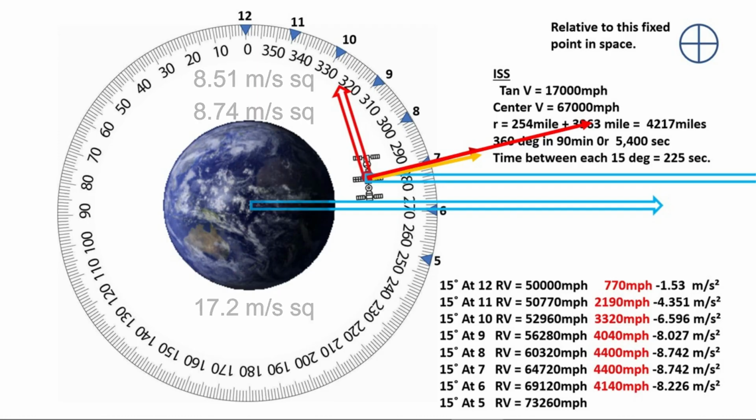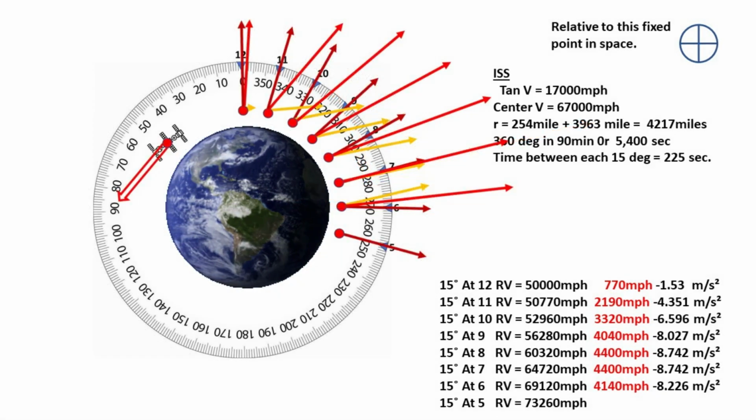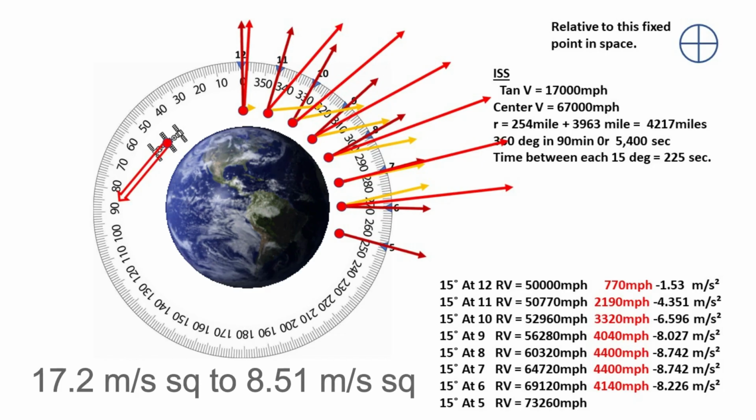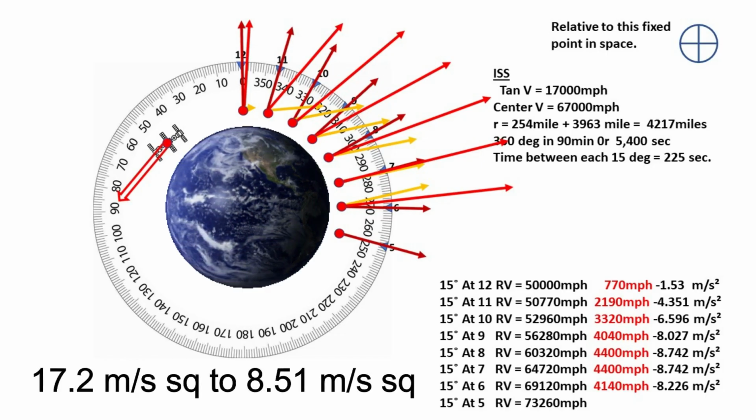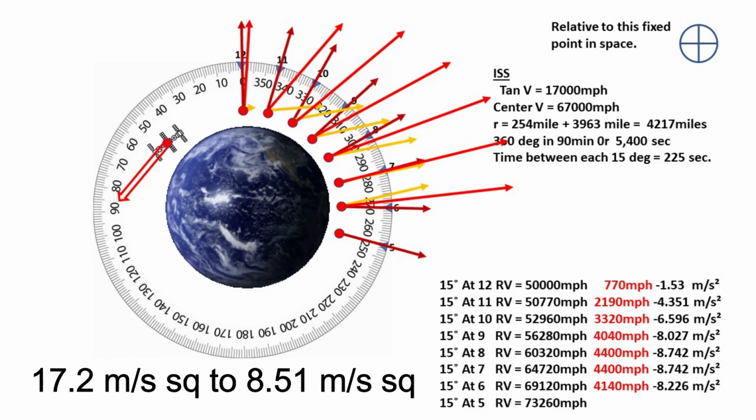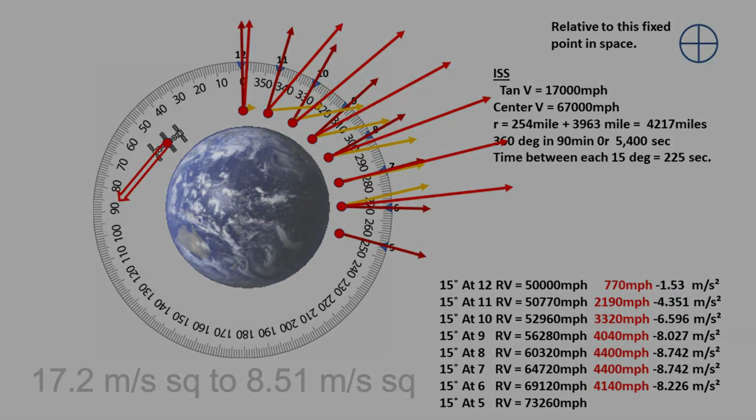From point 7 to point 12, the acceleration of the ISS would change dramatically. From 17.2 to 8.5 meters per second squared, in a very short time. The ISS would be flung into space within seconds. Anyone in it would be obliterated.